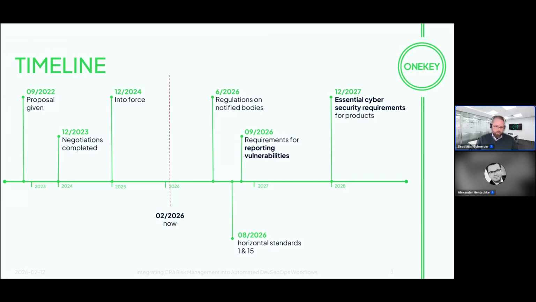But the horizontal standards will be relevant for all kinds of products. And these standards number 1 and number 15 will exactly describe how to do a proper risk assessment for the products and how to actually do the vulnerability management to be compliant with this reporting obligation. Then 2 months later, we will have the vertical standards for these individual product groups. And then in October next year, all horizontal standards will be released.